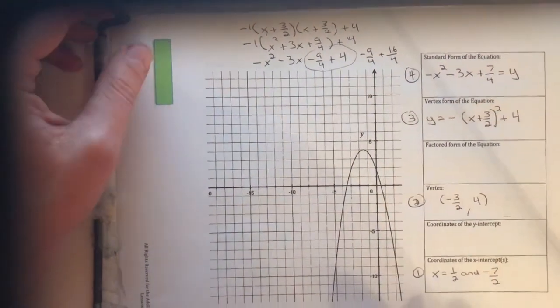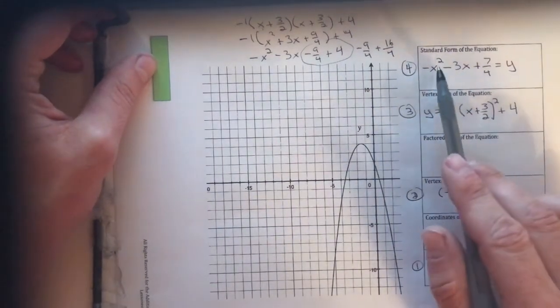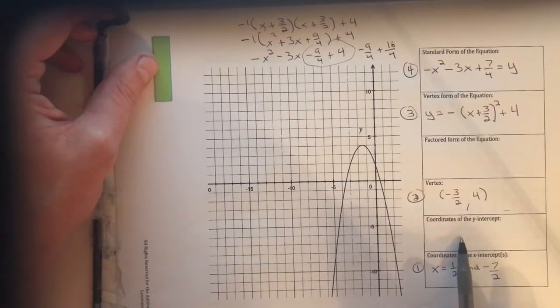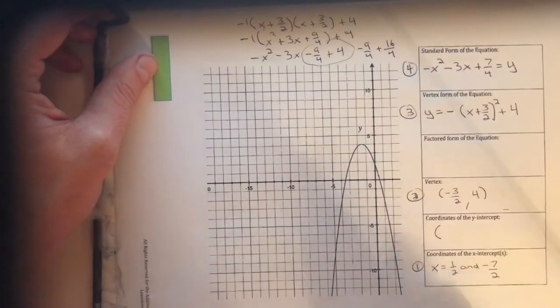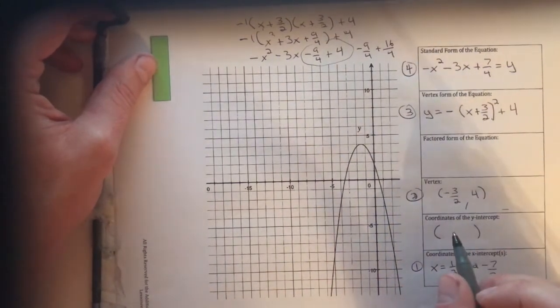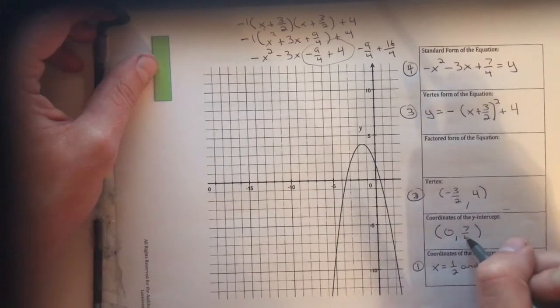So at this point, and we talked about this at the beginning of the year, in standard form it goes A, B, and C is the y-intercept. So in doing that, we just solved for the coordinates of the y-intercept. So the y-intercept would be 0 over and 7/4 up.